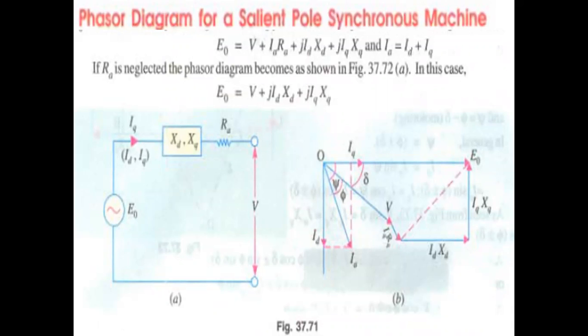If you include the armature leakage reactance XL, it is the same for both. So what is the formula? XD is equal to XAD plus XL, and XQ is equal to XAQ plus XL.